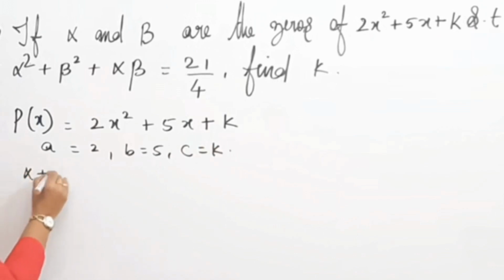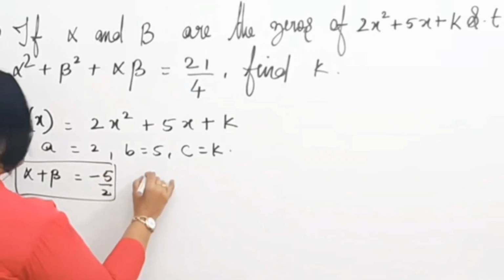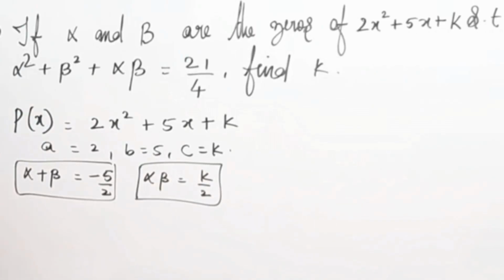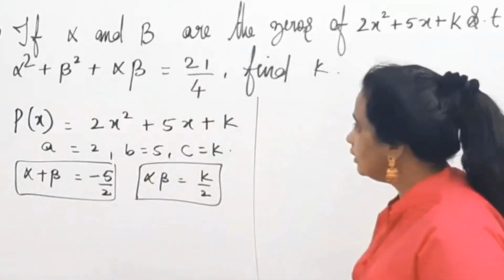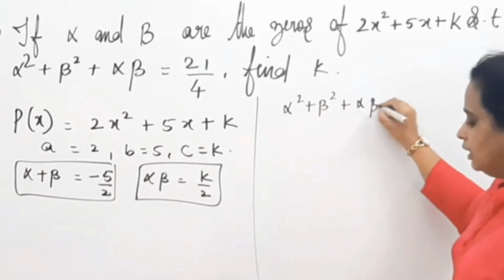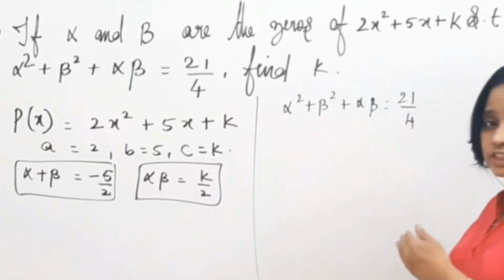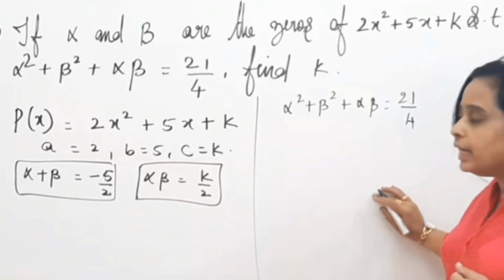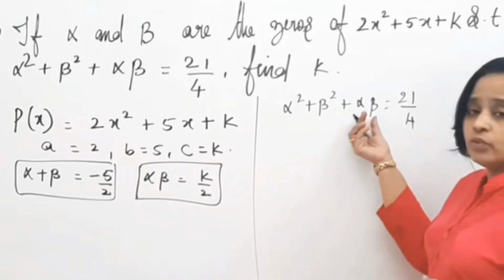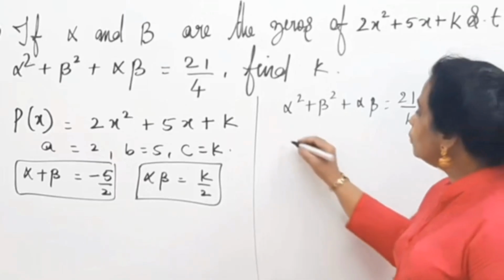Now, I have to get my alpha plus beta is minus b by a, that is 5 by 2. And my alpha beta is equal to c by a, that is k by 2. I got this. Now, my condition given here is alpha squared plus beta squared plus alpha beta is equal to 21 by 4. Children, I told you at the beginning of these questions, we have to substitute alpha plus beta and alpha beta. Here, of course, alpha beta is given, but alpha plus beta is not given. I have to bring it. How do I bring it?